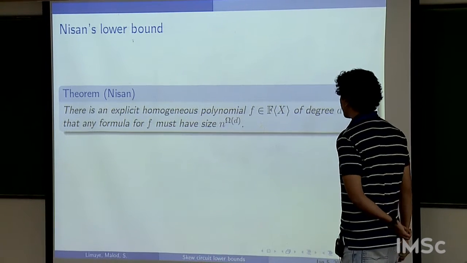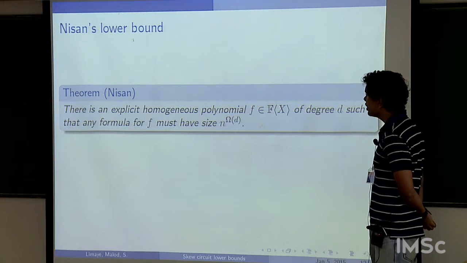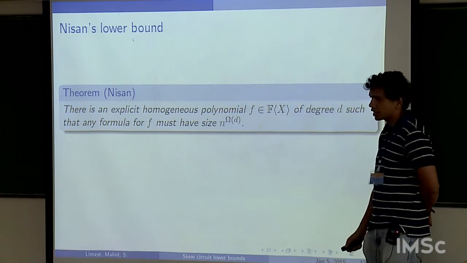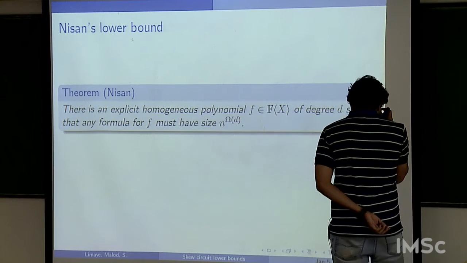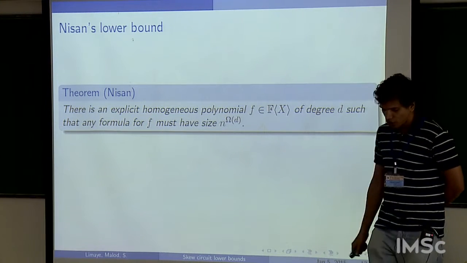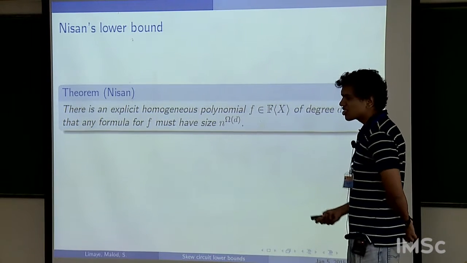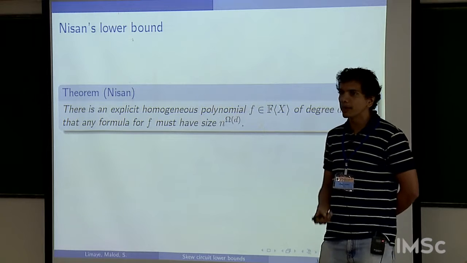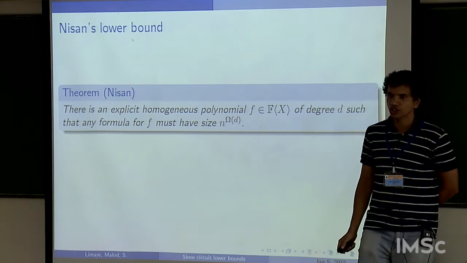All right, so here's Nisan's theorem more formally. There's an explicit homogeneous polynomial f of degree d, such that any formula for f must have size n to the omega d. So how does one prove Nisan's theorem? Almost all lower bounds for large depth circuits in the arithmetic circuit world essentially follow some sort of simple template. And this template goes like this. It's kind of related to what Neeraj was talking about in the last talk.